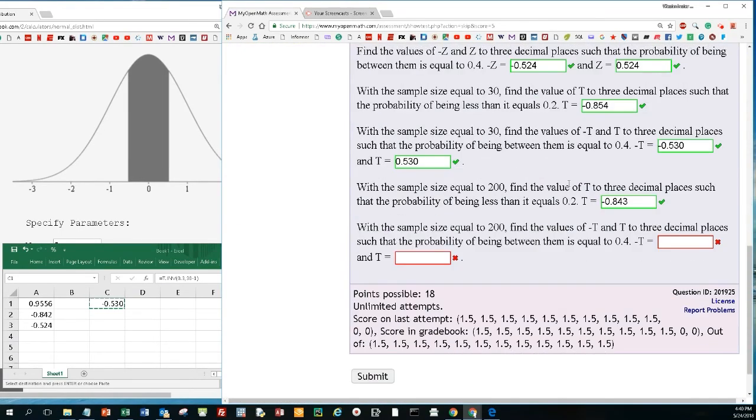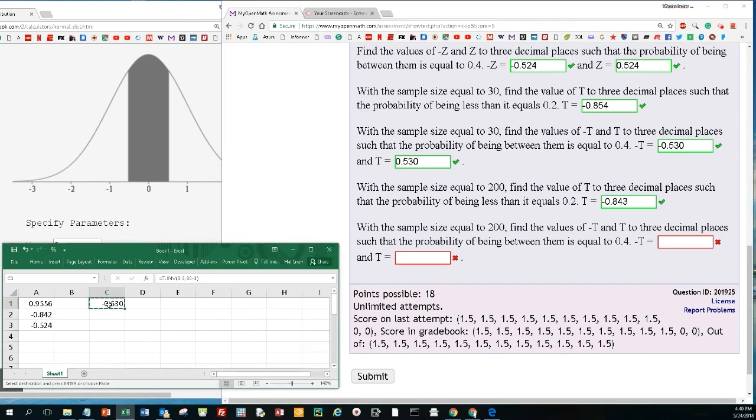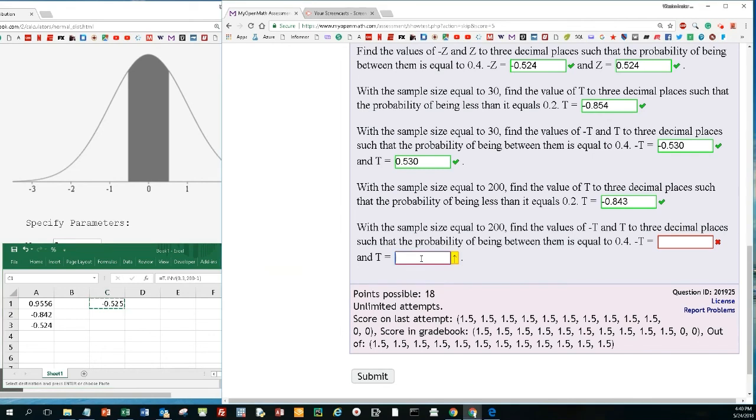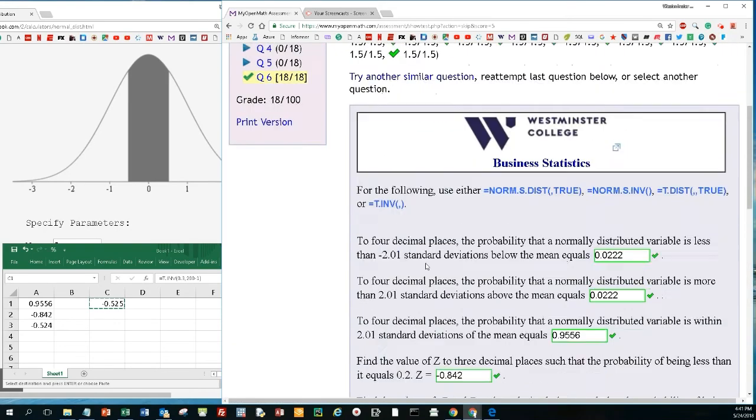Cool, awesome. Now all we have to do is change the 30 sample size to 200. And we get negative 0.525, which is pretty darn close to these two values, right? And we don't need a negative for that. I hit enter, and I have them all correct.